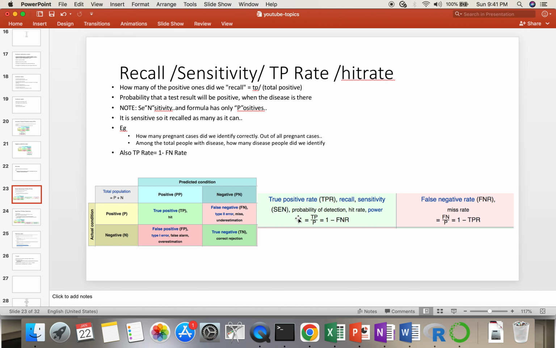True positives by total actual positives. The denominator has total actual positives. Actual positives are what we predicted as positive and true, and what we predicted as negative and false. That is the actual positives. And in the numerator we will write the true positives, how many we were able to really identify among the positive ones.